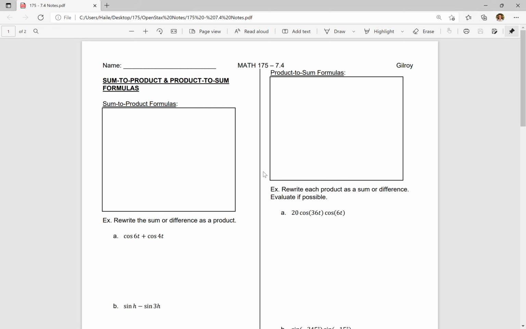In this video, we're going to talk about sum to product and product to sum formulas. This is the last section of all of the different formulas that we've been learning in Chapter 7.